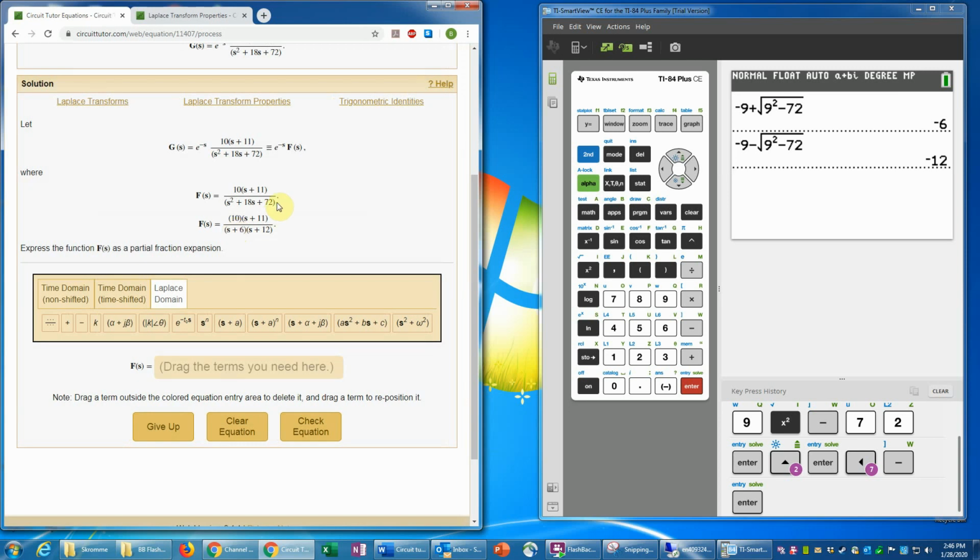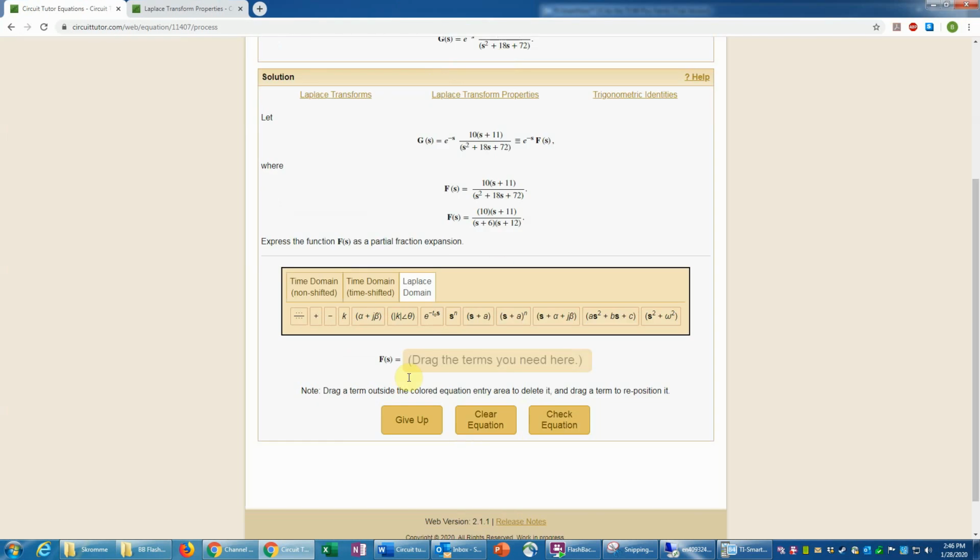And now it's asking us to do a partial fraction expansion here. So again, it's not asking us for the time domain function as of yet. So it's important to be still working in the Laplace domain, because if you start putting in time domain terms, even if it's correct, it will not be accepted when it's asking for the Laplace domain. Okay, so to have a partial fraction expansion here, we're going to need two terms, two fractions, in other words, one with this as a denominator and one with this as a denominator.